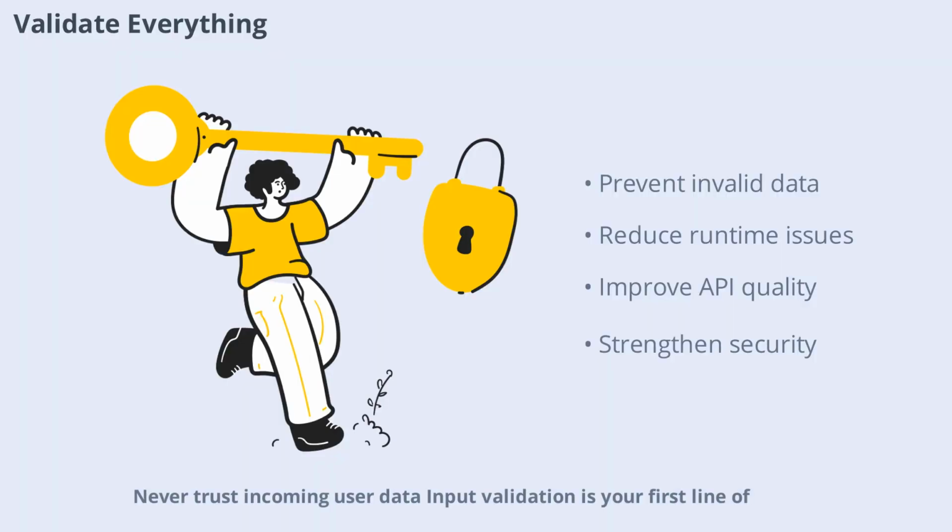Never trust incoming user data. Input validation is your first line of defense against bad data and security vulnerabilities. Use annotations like @NotBlank and @Email to ensure only valid data enters your system.